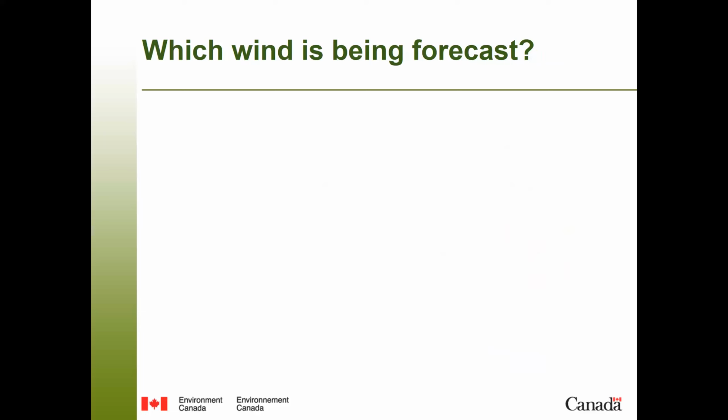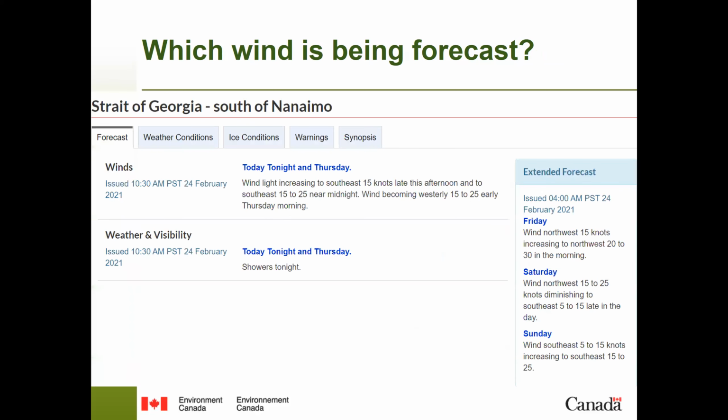So which wind is being forecast when you look at, say, a forecast for the Strait of Georgia or Juan de Fuca or Haro Strait? What wind is actually being forecast? So here's a forecast for the south of Nanaimo. We've got some wind speeds mentioned of light increasing to southeast 15, and then further to southeast 15 to 25, and then becoming westerly Thursday morning 15 to 25. So those are all the speeds.